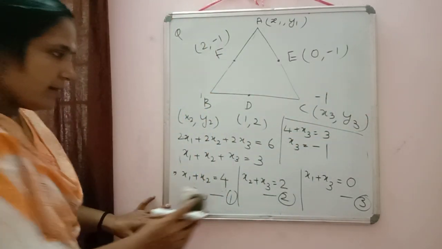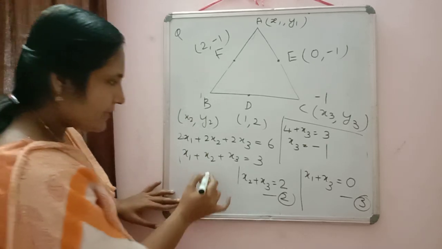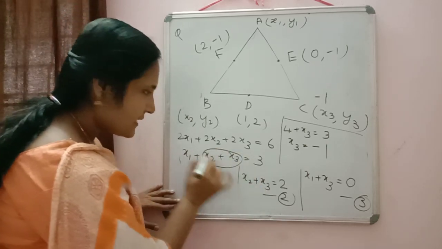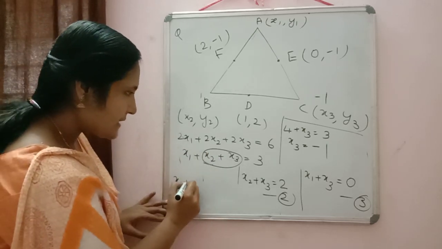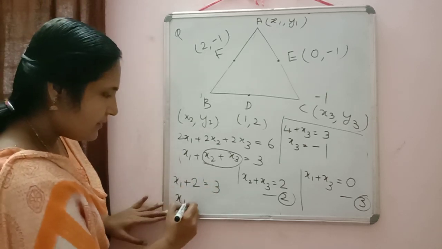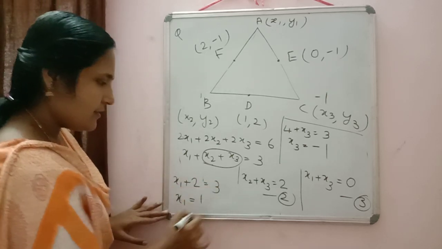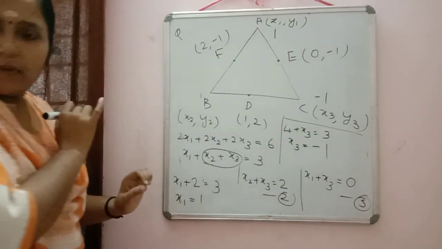In the same way, from the second equation, in place of x2 plus x3, what can we write? 2. So it will be equal to x1 plus 2 is equal to 3. Then what will be the value of x1? 3 minus 2, 1. So we are getting x1 as 1.